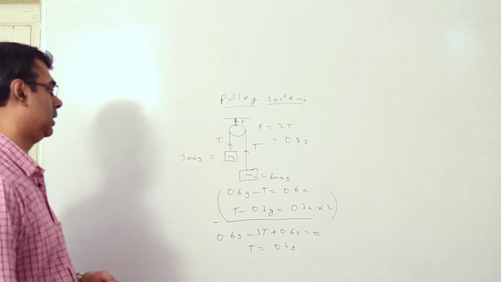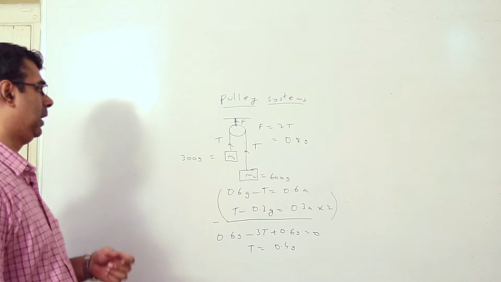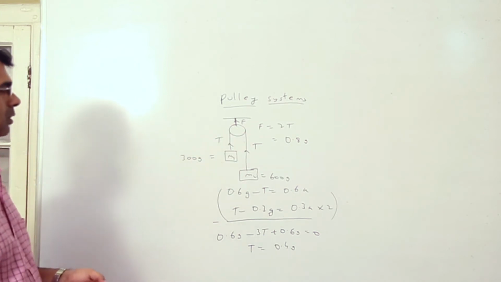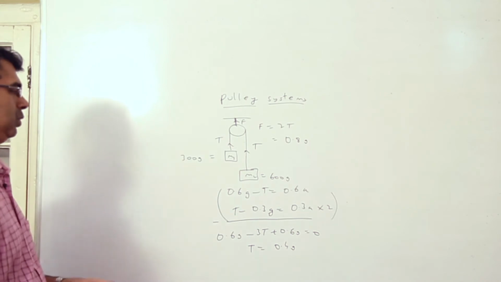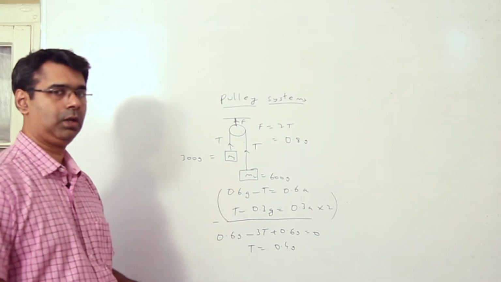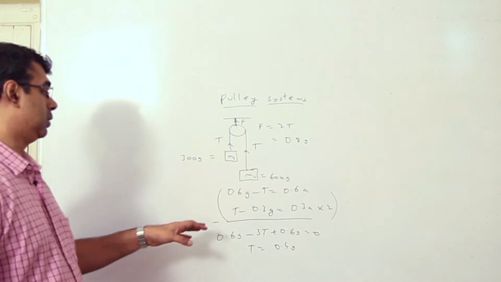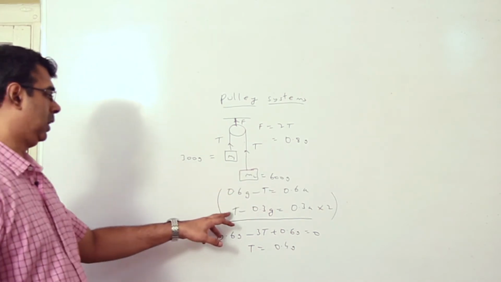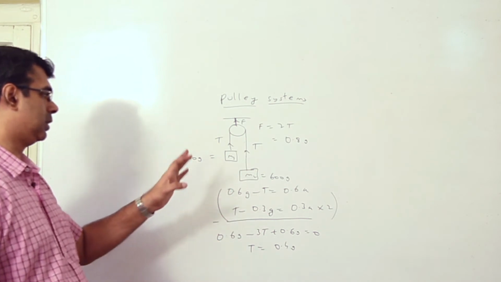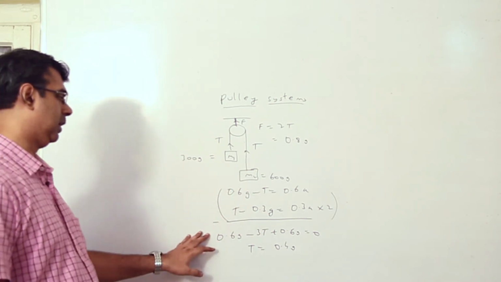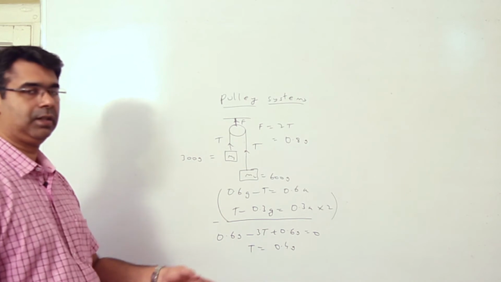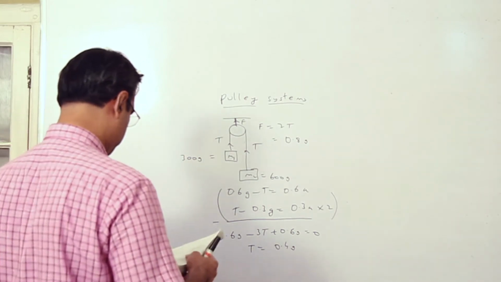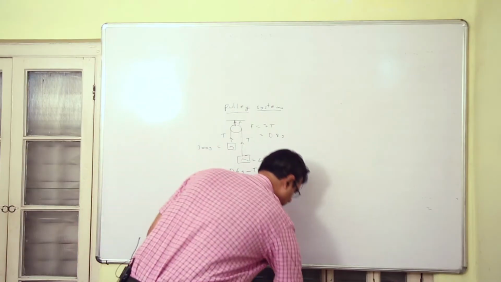Pulley is considered massless because if the pulley has a mass, then the rotational motion of the pulley will also have to be taken into account. So for simplicity in this chapter, all the pulleys will be massless. So you write the equation of motion for the heavier body which is going down, the equation of motion for the lighter body which is going up, and solve them to find the tension or acceleration, whichever is required. So this is one example of how to apply pulley systems.